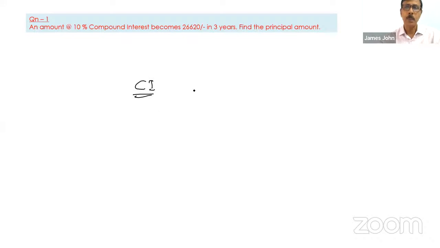Now, 10%. What is this 10%? R. And N is 3 years. And what is this 26,620? A. It is the amount he is getting. That means in compound interest, this is A.